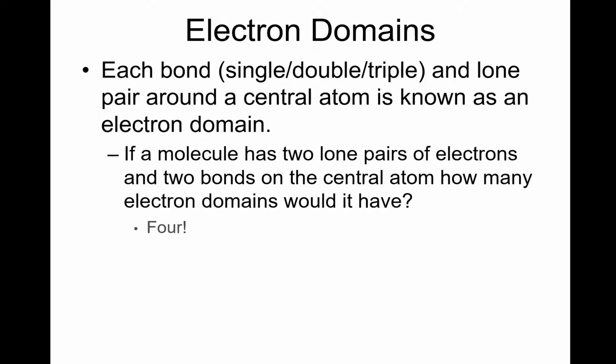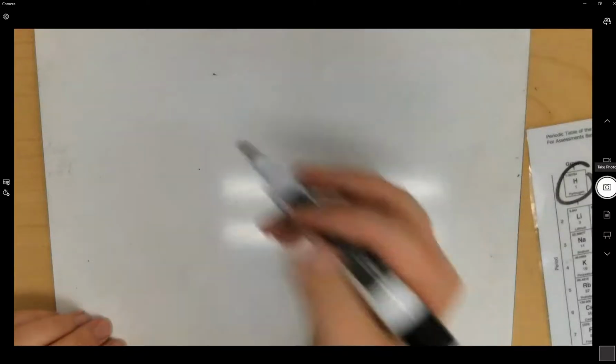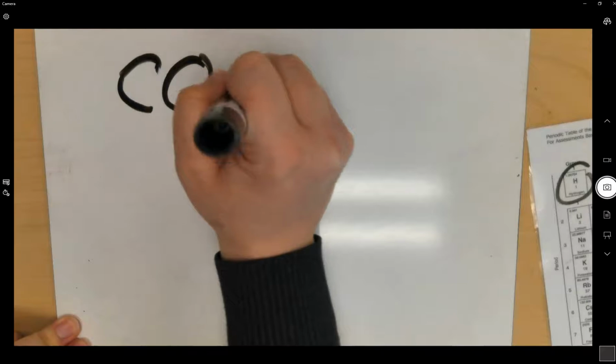It would have 4, 1 for each bonded atom and 1 for each lone pair. All right, so we already did water. I'm going to jump ahead and do carbon dioxide because that's an example. It's a little bit more complicated than what we did before. All right, so carbon dioxide, CO2.